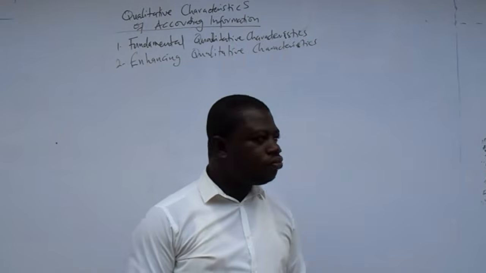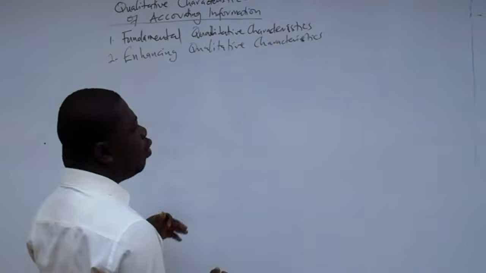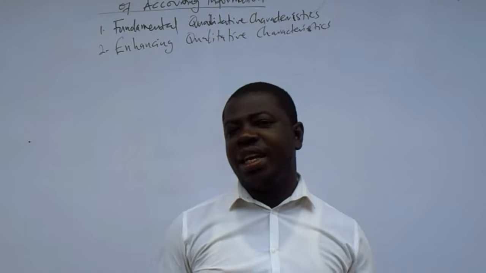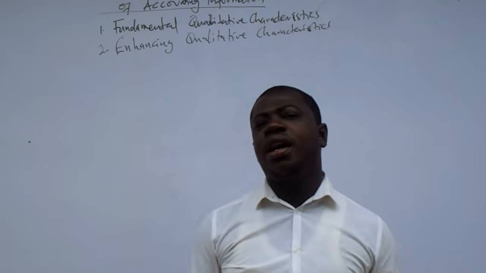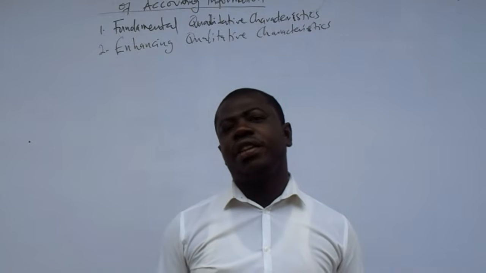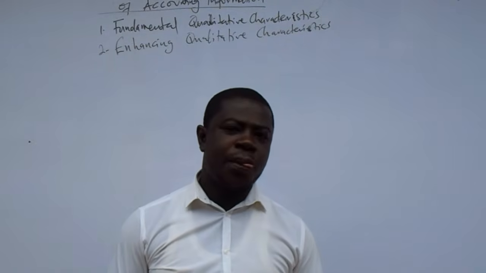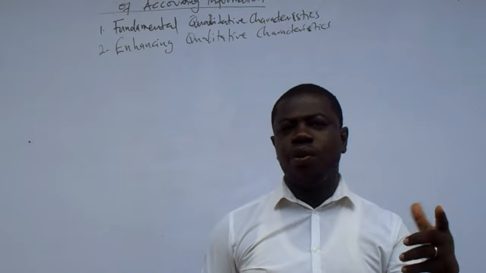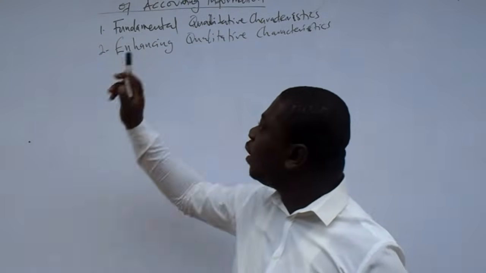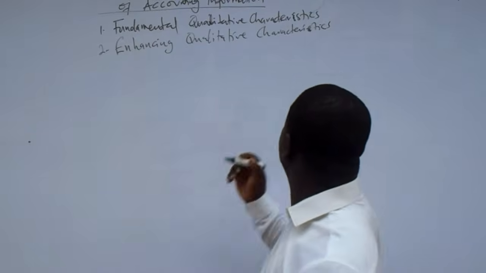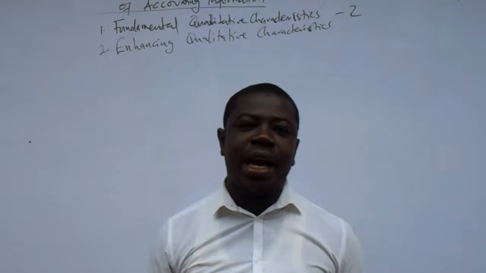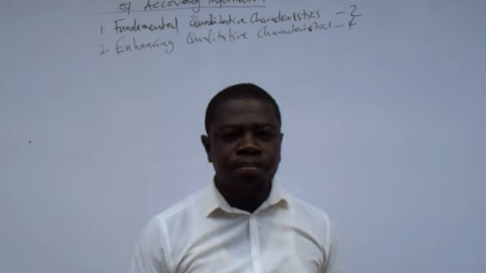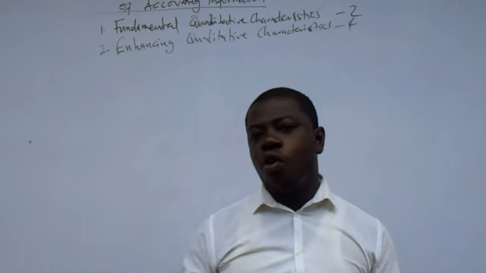And so if we want to pick them one by one, we are going to look at the fundamental and then we are going to look at the enhancing. The fundamental qualitative characteristics are two, basically. They are relevance and faithful representation. And so that is what we are going to look at in detail when it comes to the fundamental. We have two of them. And then when we get to the enhancing qualitative characteristics, we are going to talk about four of them. And so 6 in all.